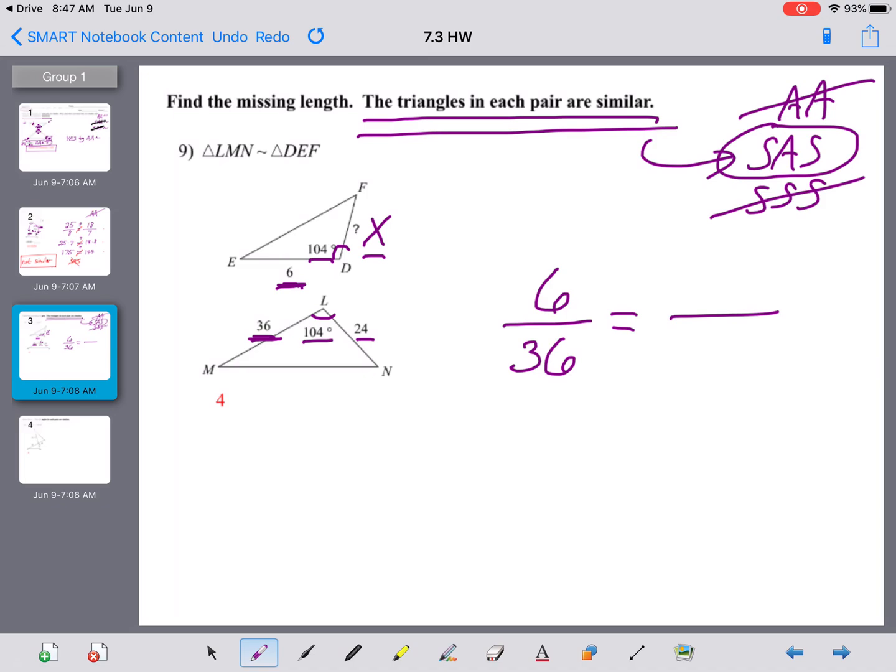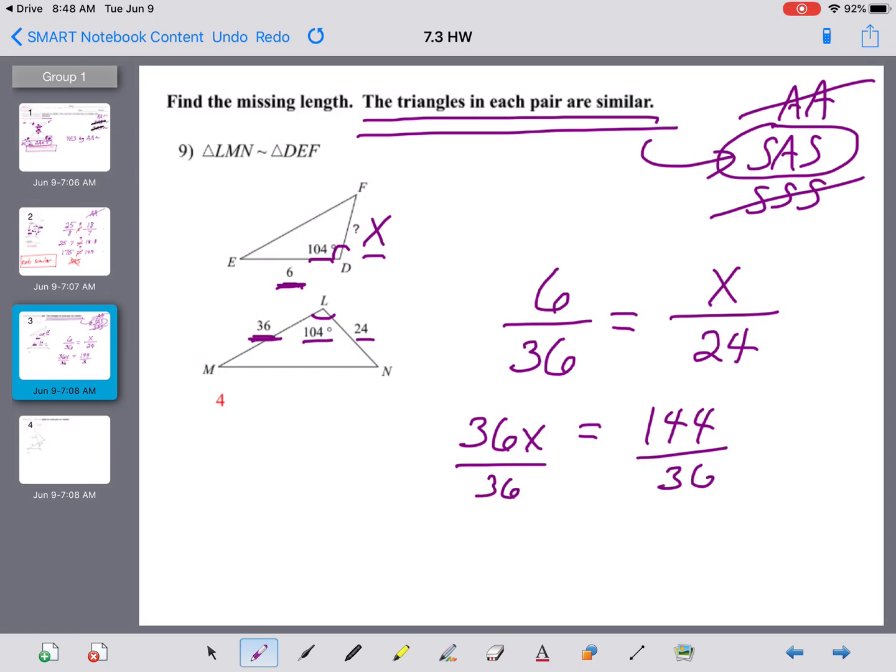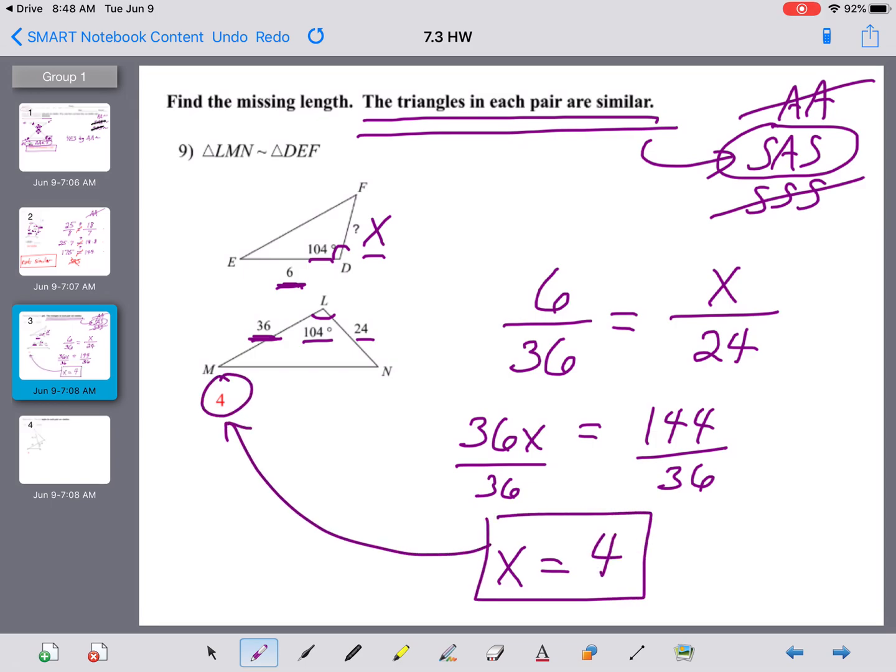Now we move on to the shorter sides. The shorter side on the top triangle we're calling X. The shorter side on the bottom triangle is 24. So that's our proportion. Let's cross multiply now. 36 times X is just going to give us 36X, and 6 times 24 should be 144. We're going to divide both sides by 36, and we're going to end up with X equal to 4. Hey, how about that? That's the right answer. Okay, so that's number 9.